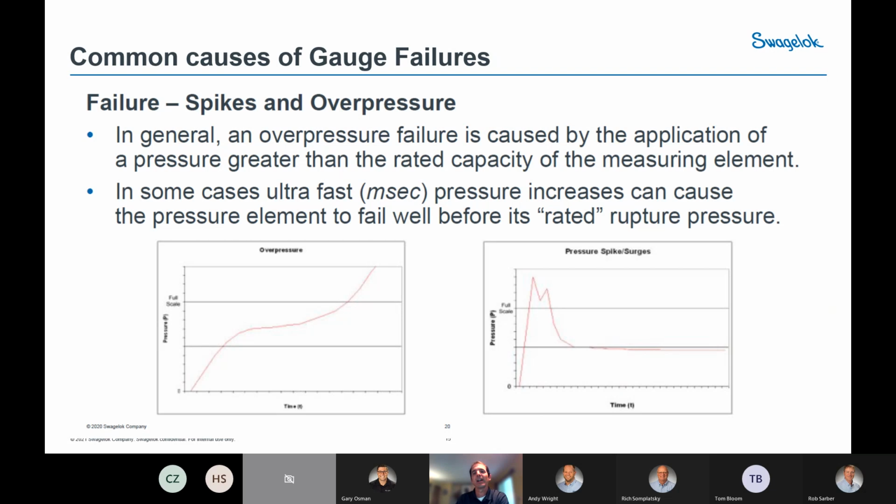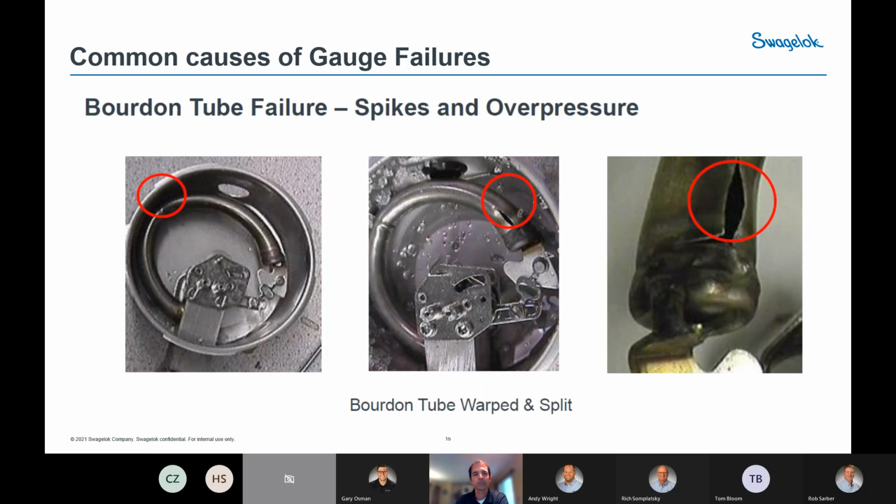In some cases, ultra-fast pressure increases can cause the pressure element to fail well before its rated rupture pressure. So if the gauge is rated at 600 PSI and it's seeing pressure spikes maybe from 200 to 500 PSI, you're still within the pressure rating of the gauge, but those spikes can still cause a rupture just because of the way the pressure kind of slams the internal components of the gauge so quickly.